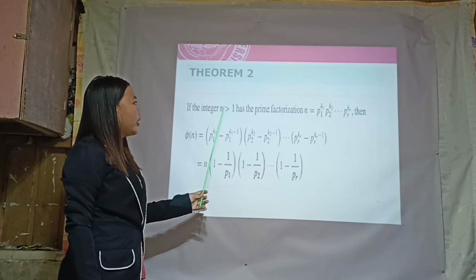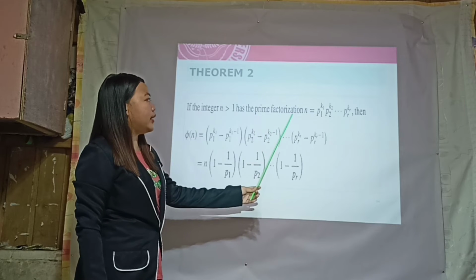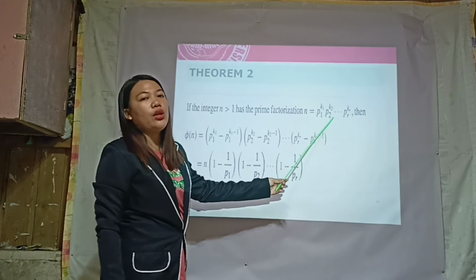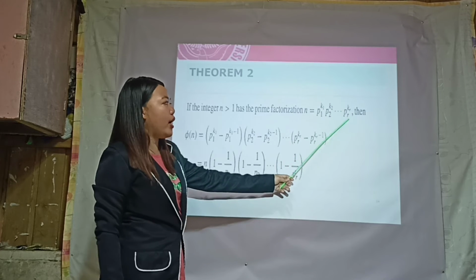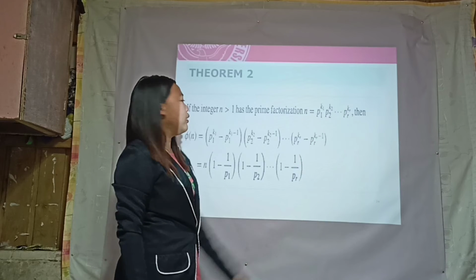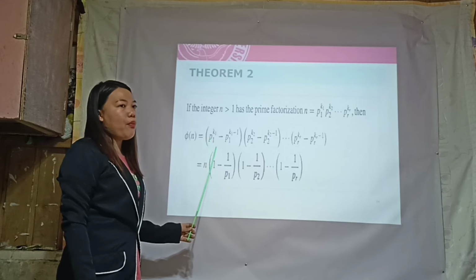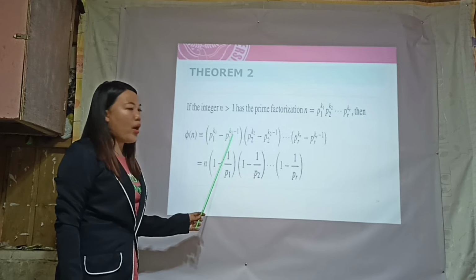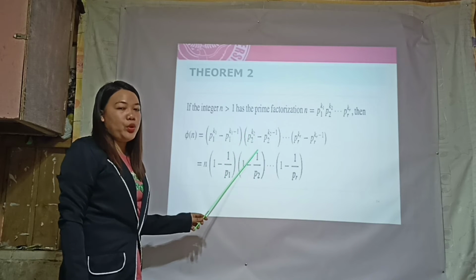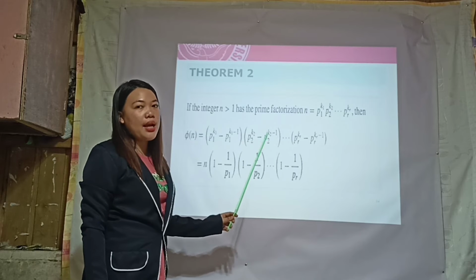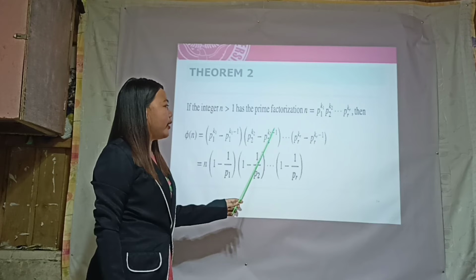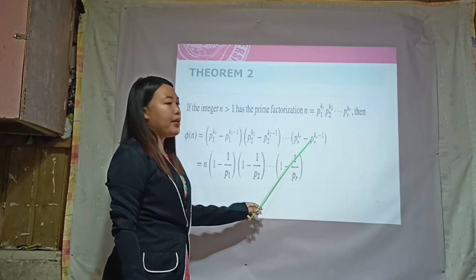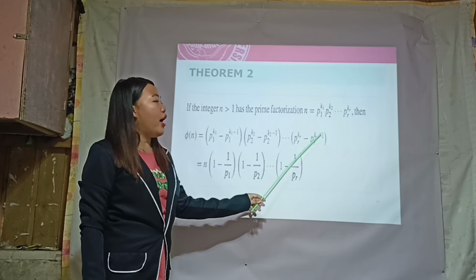If the integer n is greater than 1, with prime factorization n equal to p sub 1 raised to the power of k sub 1, p sub 2 raised to the power of k sub 2, until p sub r raised to the power of k sub r, then phi of n is equal to p sub 1 raised to the power of k sub 1 minus p sub 1 raised to the power of k sub 1 minus 1, times p sub 2 raised to the power of k sub 2 minus p sub 2 raised to the power of k sub 2 minus 1, until p sub r raised to the power of k sub r minus p sub r raised to the power of k sub r minus 1.